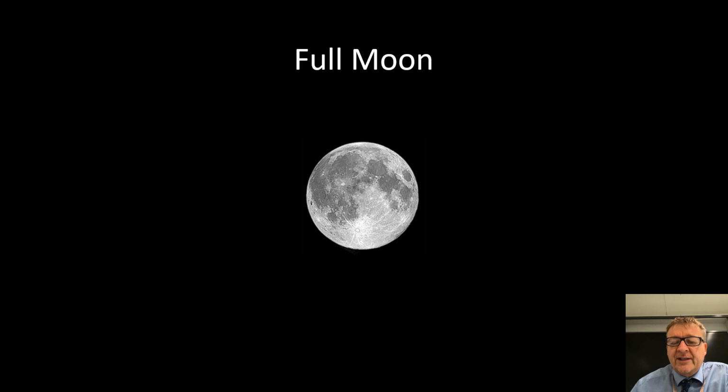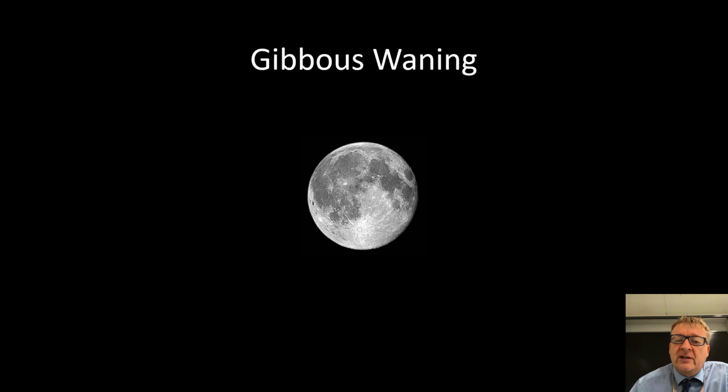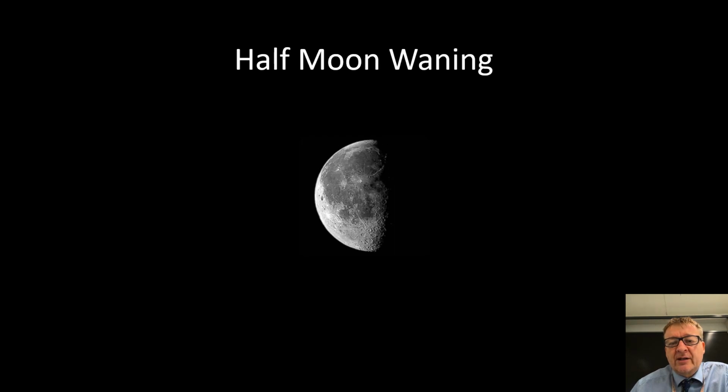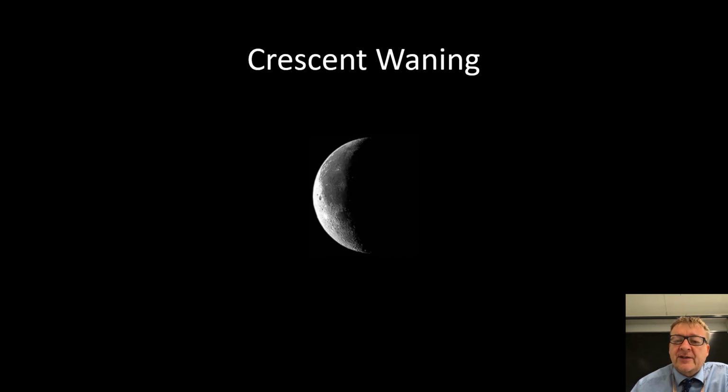Full moon is where we can see the entire moon because the sun is behind us and it's shining directly onto the moon. Then we have gibbous waning. Gibbous is where you've got more than half the moon visible, and waning means it's getting smaller. So it's gibbous waning, again and again, then half moon waning. We can see half the moon, but it's getting smaller. Crescent waning, again and again, then new moon. And we're back to the start again.